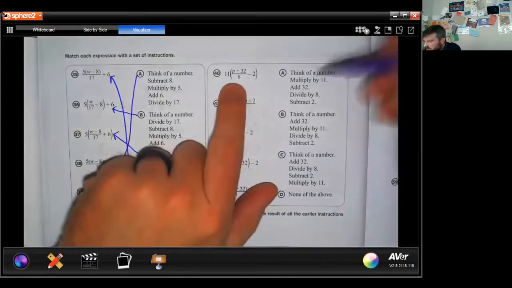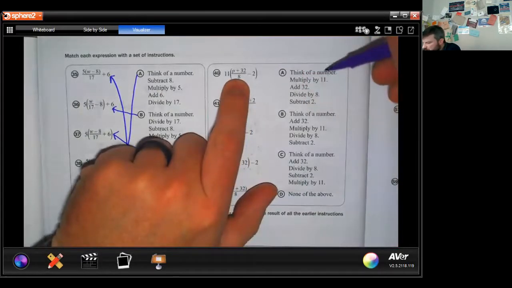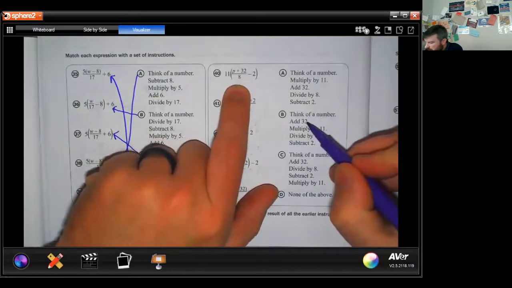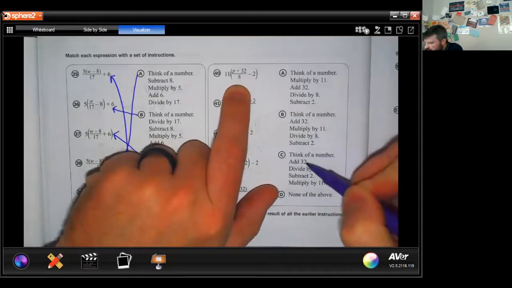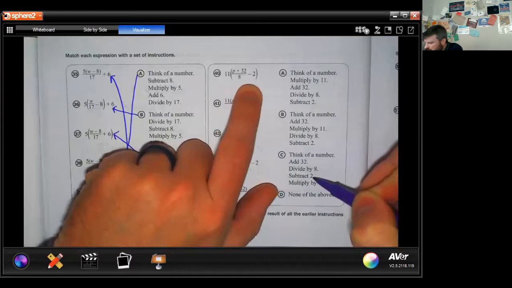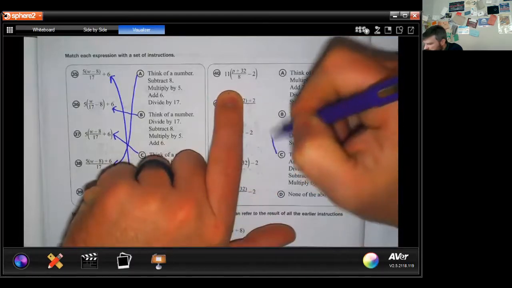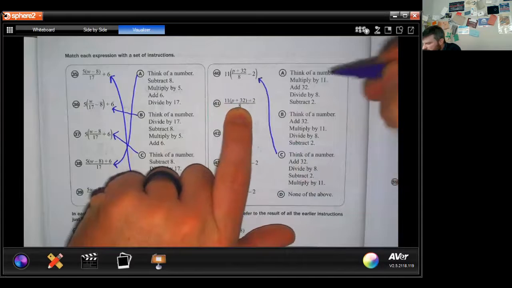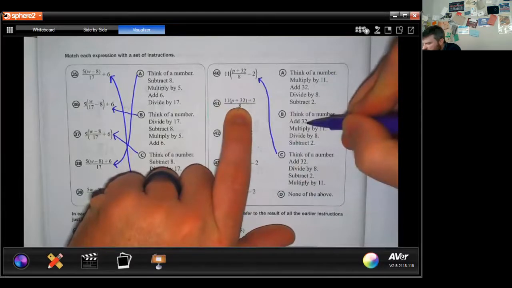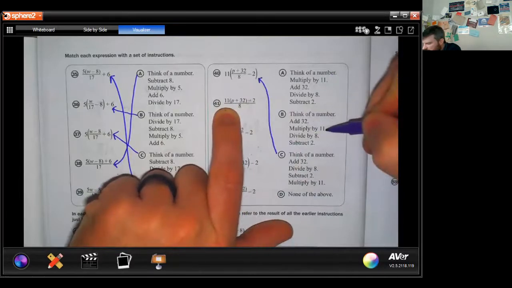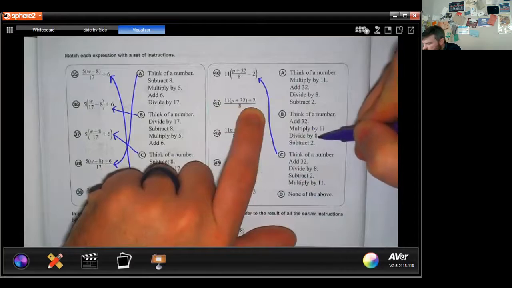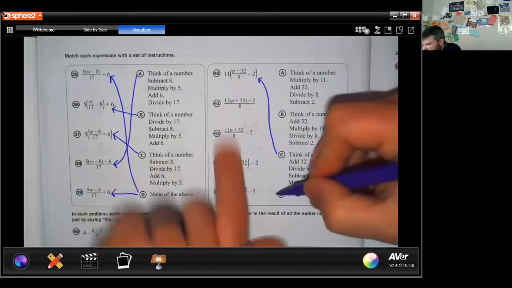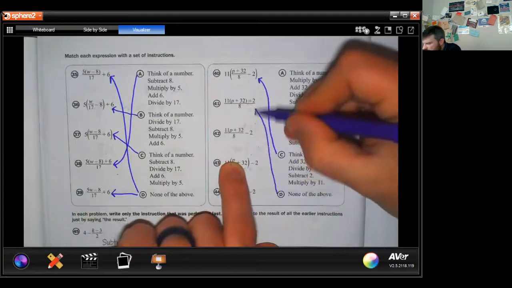All right, here we think of a number and add 32. Then we divide it by 8. That's not that one. Add 32, divide by 8. Subtract 2, multiply. Okay, so C goes to this one. Think of a number, add 32. Multiply by 11. Subtract 2. No. Think of a number, add 32, multiply. No. So this one is D.